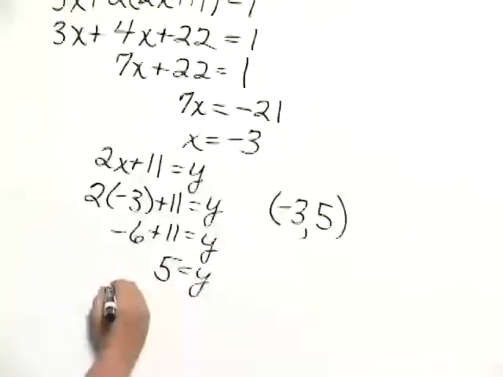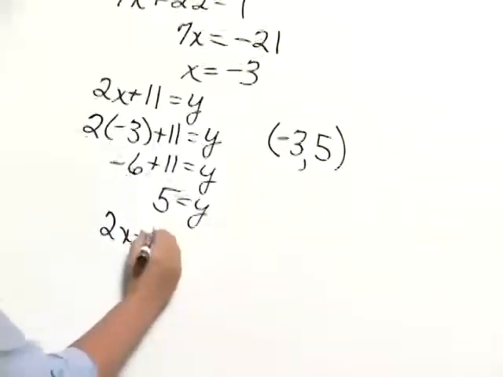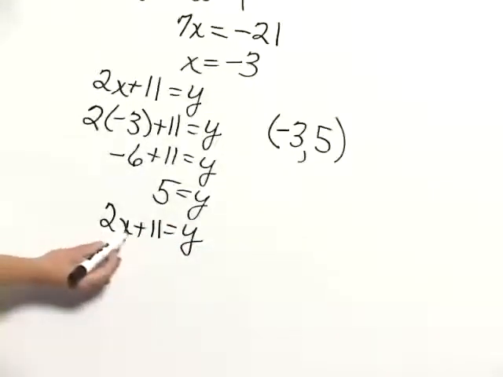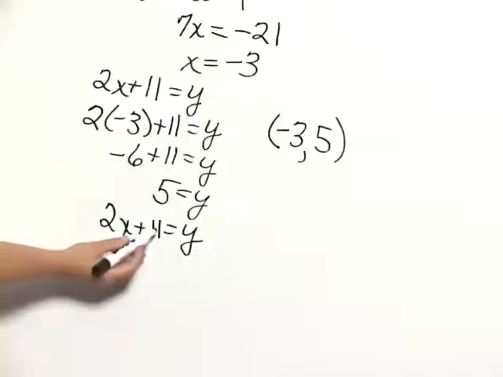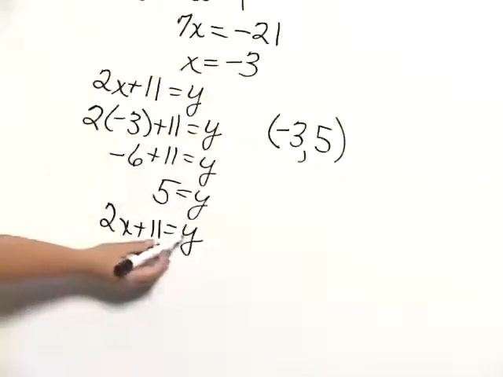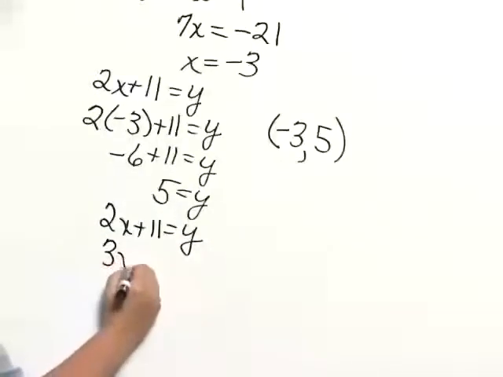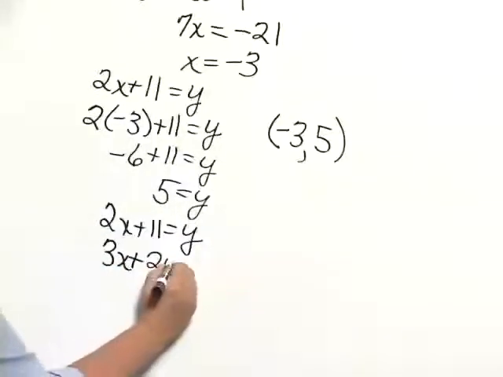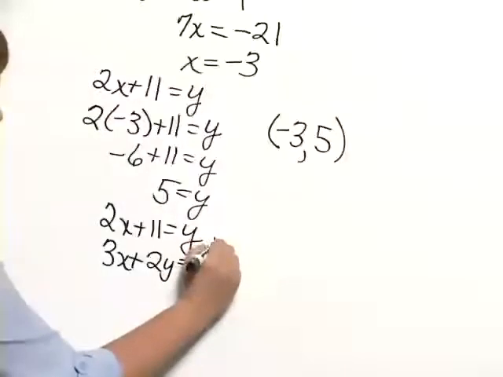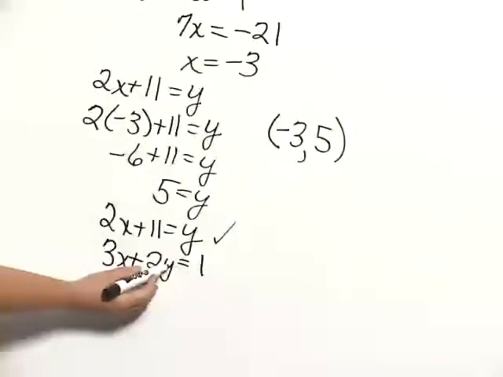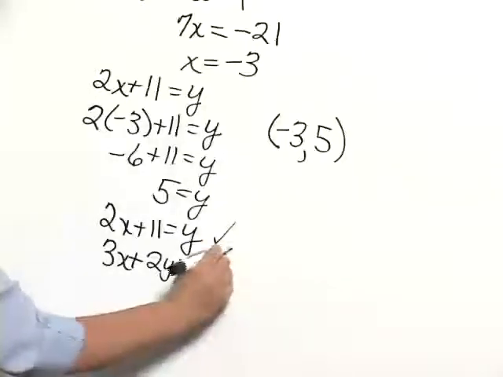My first equation was 2x plus 11 equals y. Substituting, I have 2 times negative 3, negative 6 plus 11 is 5, and that does equal y. My second equation was 3x plus 2y equals 1. It checked in the first equation. Let's check the second one. 3 times negative 3 is negative 9, plus 2 times 5 is 10. Negative 9 plus 10 equals 1, and that checks.